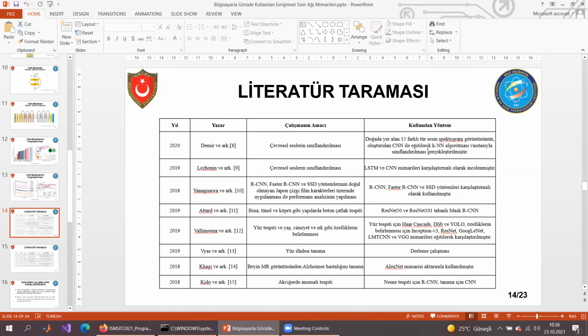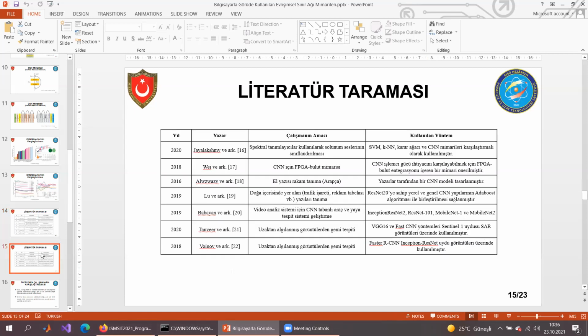Sağlık alanında yine karar destek maksadıyla CNN'ler geliştirilmektedir. Beyin MR görüntüsünden Alzheimer hastalığını tanıma 14 referans numarasıyla, akciğer görüntüsü üzerinde anomali tespiti 15, ve spektral tanımlayıcılar kullanılarak solunum seslerinin sınıflandırılması gibi çalışmalarla önemli hastalıklar daha erken aşamada tespit edilerek önlenmeye çalışılmaktadır. Yine 17 referans numarasıyla CNN'in işlemci gücü ihtiyacını karşılamak için Field Programmable Gate Array bulut entegrasyonu içeren bir mimari önerilmiştir. Oluşturulan deney ortamı Seifert veri setiyle eğitilerek deneme başarıyla gerçekleştirilmiştir.